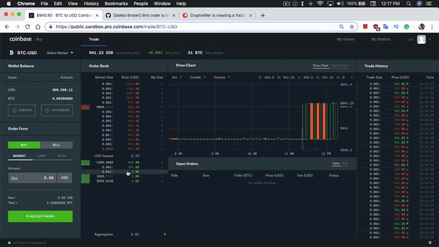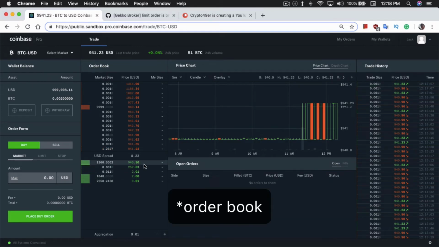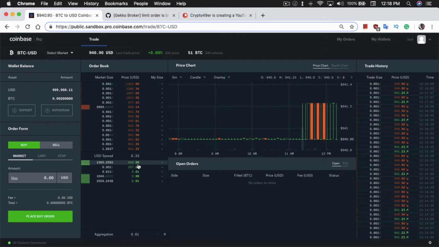A sticky order is, let's say you want to place your order at the top of the market book. A sticky order is when you place an order at the top of the market book and the prices move against you. So the price kept going up. Right now it's at 940.90. And actually, let me first explain.